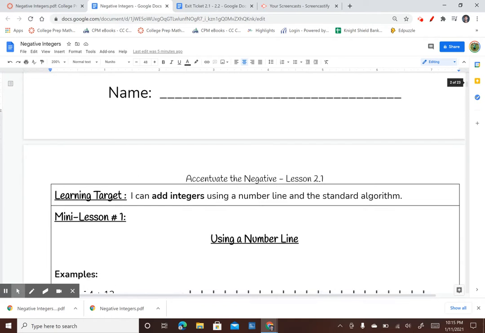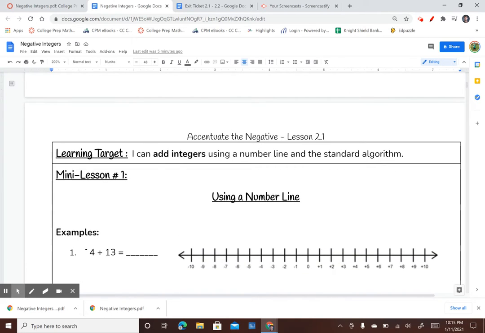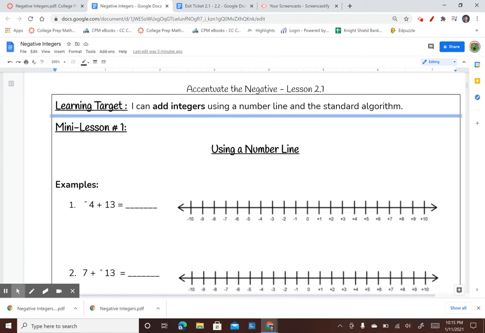So our learning target for today is adding integers using a number line and the standard algorithm. So here, when I'm talking about a number line, I like to think about it in terms of a tightrope walker. So this number line that we see here is actually a tightrope. So here we are, we have our tightrope walker. His name is Stanley.